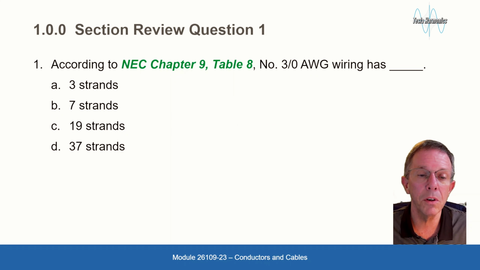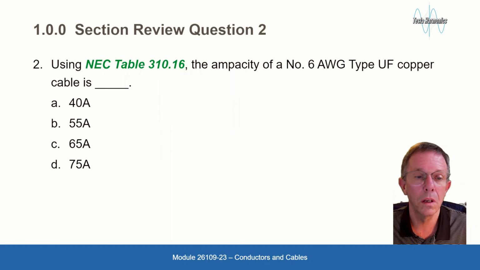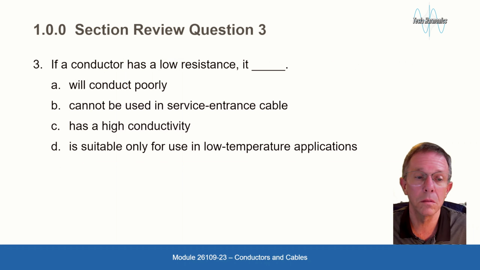According to NEC Chapter 9, Table 8, number 3 AWG wiring has 3 strands, 7 strands, 19 strands, or 37 strands. That would be 19 strands. Using NEC Table 310.16, the ampacity of number 6 AWG type UF copper cable is 40 amps, 55 amps, 60 amps, 65 amps, or 75 amps. That would be B, 55 amps.